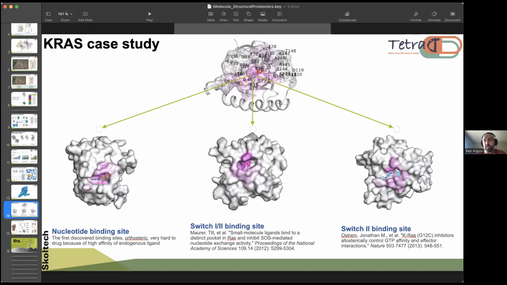Using, again, the molecular dynamics simulation provided by Sanofi, we showed that we can detect all types of the binding sites known for this target: the nucleotide site, apparently, and the others, like the switch 1/2 and switch 2 binding sites, from the molecular dynamics simulation, starting from the unbound conformation, which is very important.